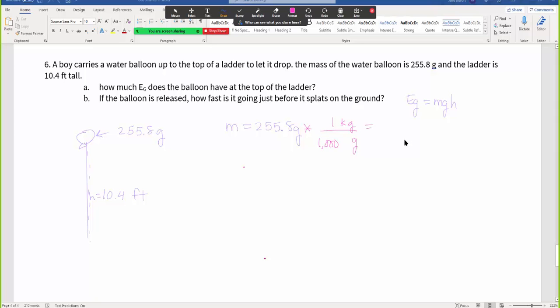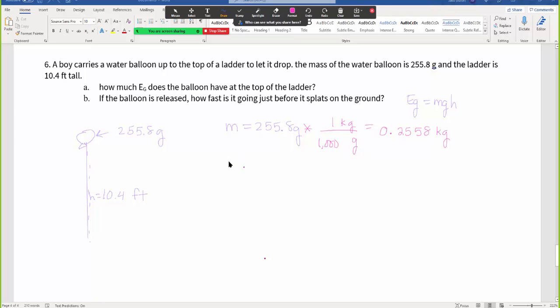So we have to change that to kilograms because we have to have it in MKS units. And when we plug that into the calculator, we get 0.2558 kilograms. You could divide by 1,000, or you could just recognize that I have to move the decimal 3 places to the left.